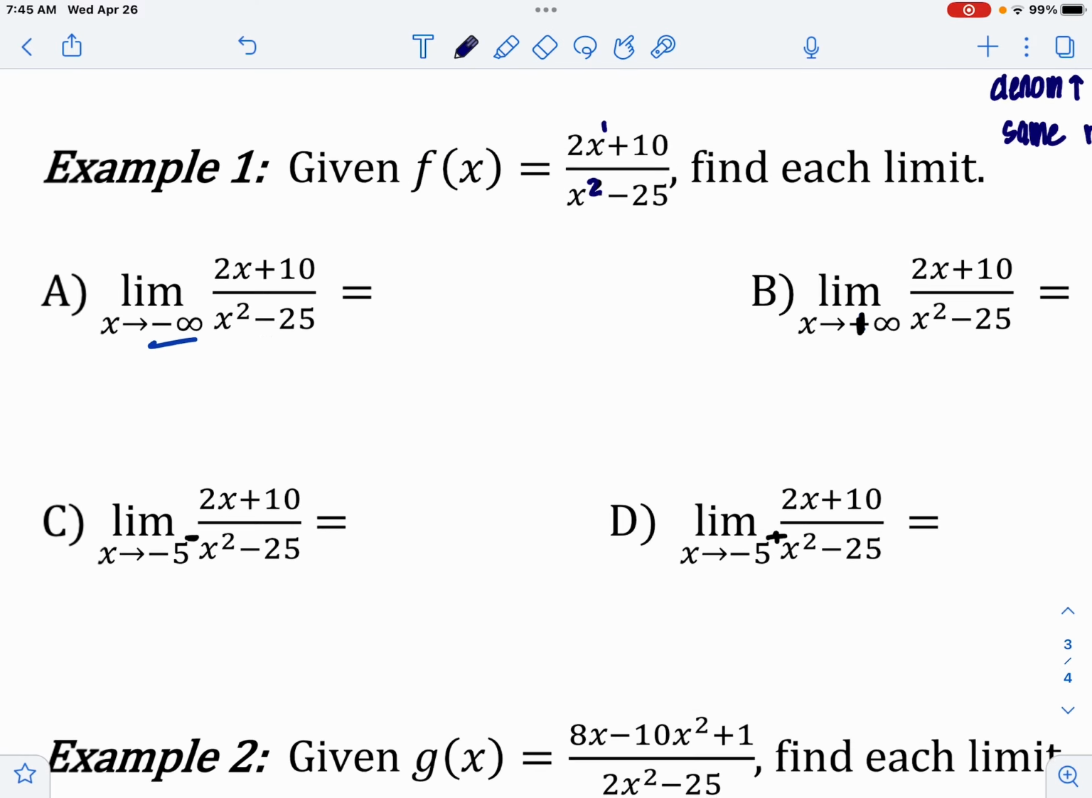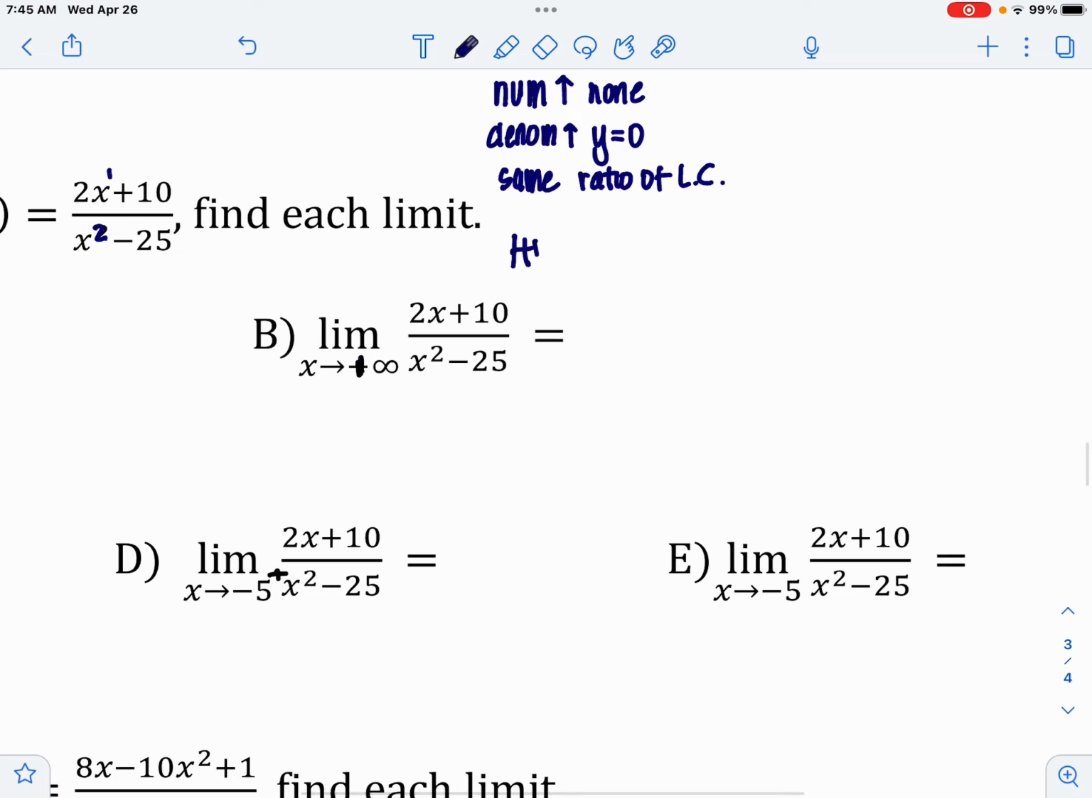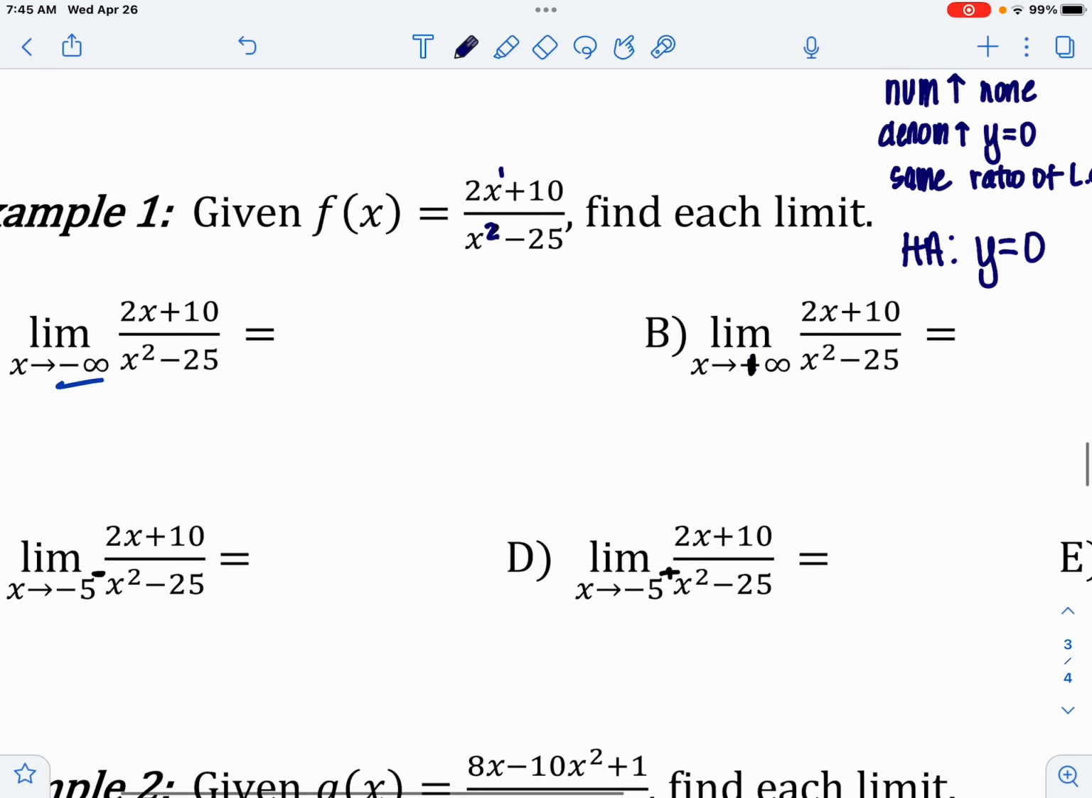All right, so if we look at this, the denominator is bigger, so we know that there's a horizontal asymptote at y equals 0. So therefore, my end behavior is going to follow that horizontal asymptote, so that the limit as x approaches negative infinity is 0, and the limit as x approaches positive infinity is also 0.